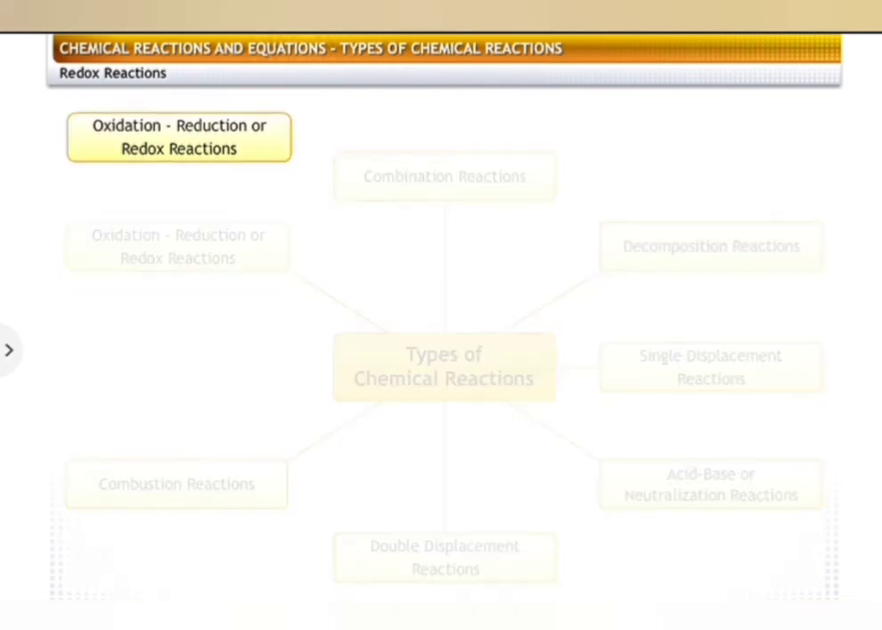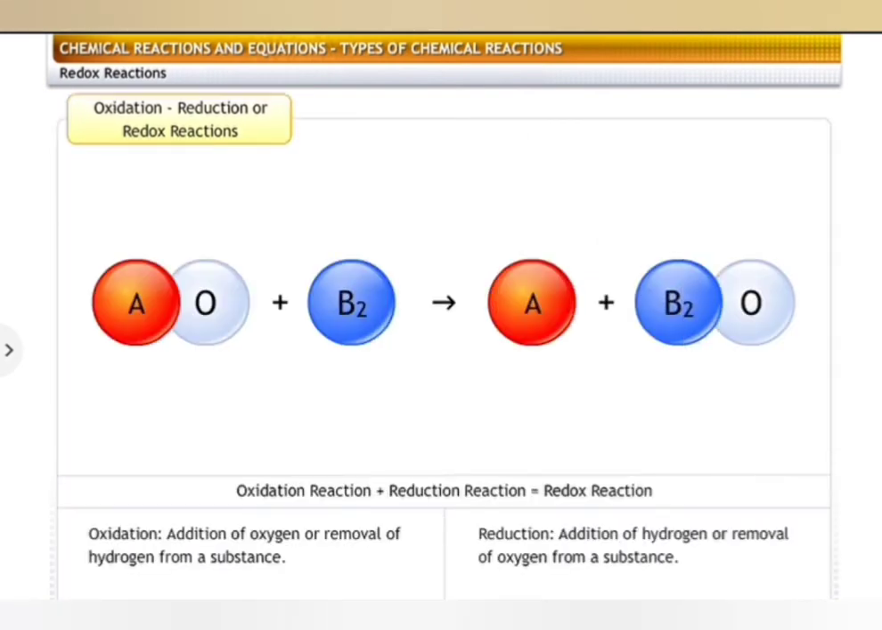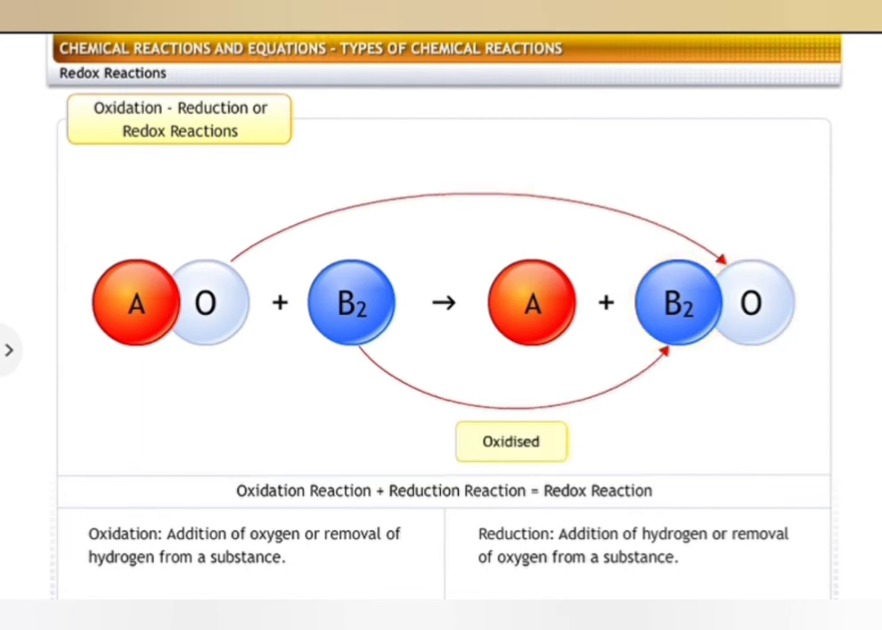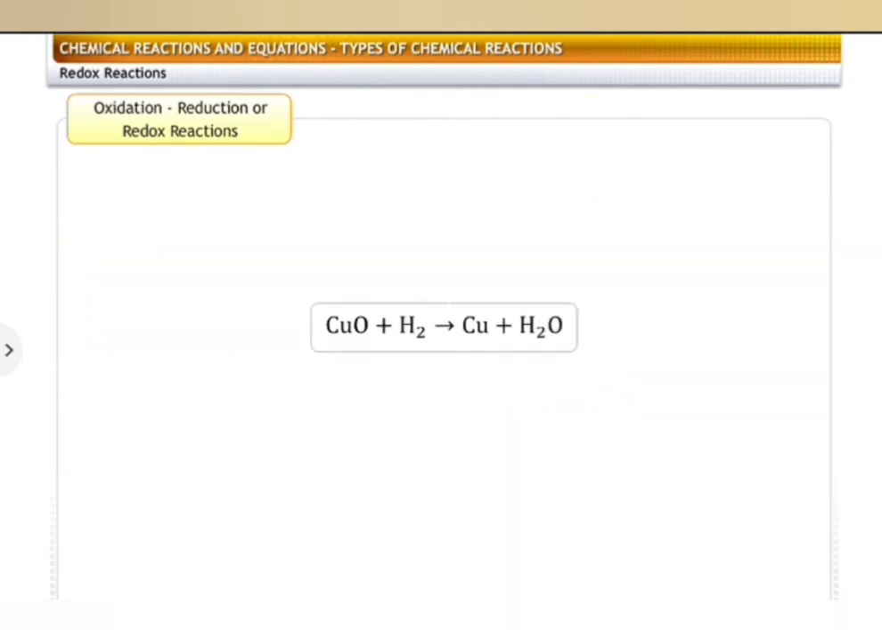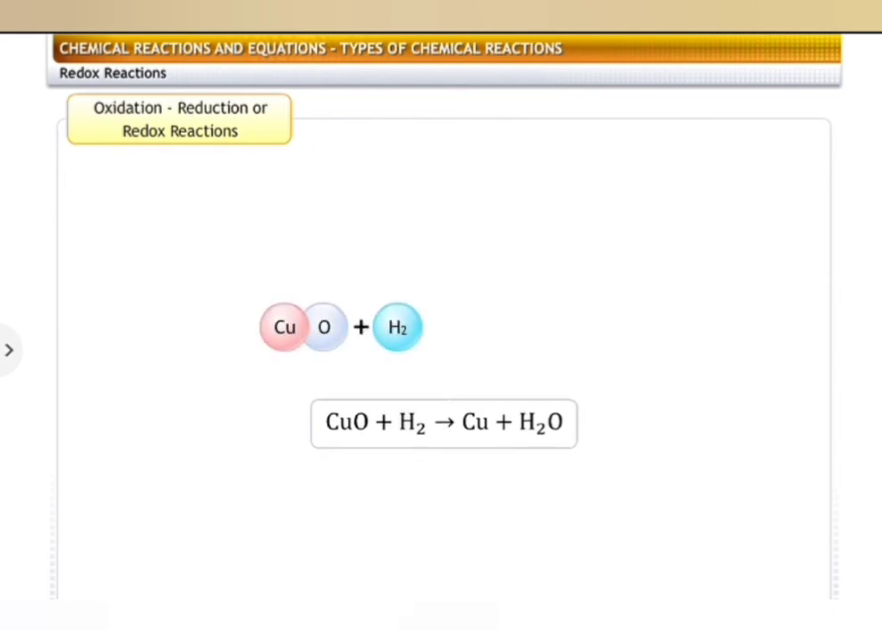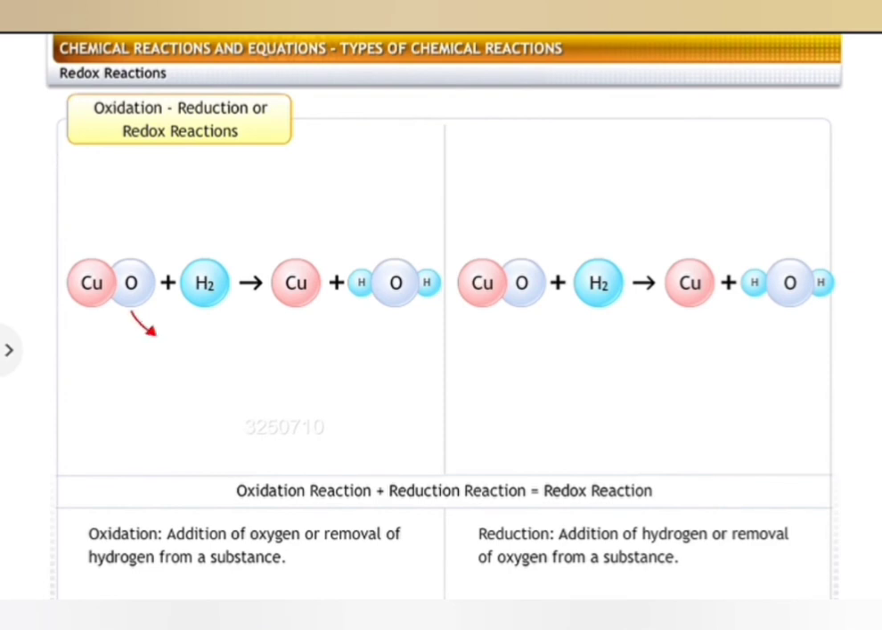Oxidation and reduction reactions occurring together are known as redox reactions. In a redox reaction, a substance that gains oxygen is said to have been oxidized, and the one that loses oxygen is said to have been reduced. Let's use an example to explain redox reaction. Copper oxide on heating with hydrogen forms copper metal and water. In this reaction, the oxygen is removed from copper oxide.